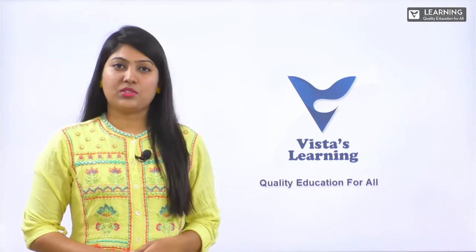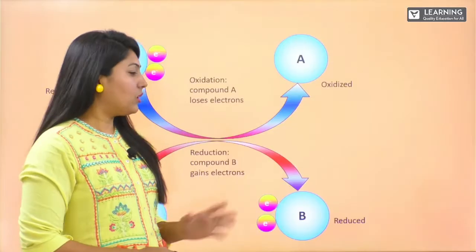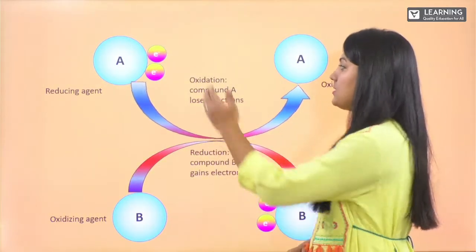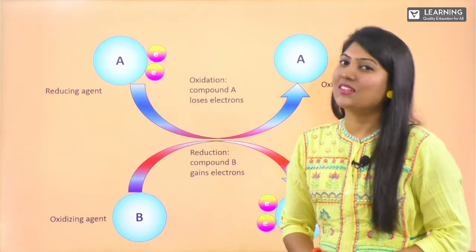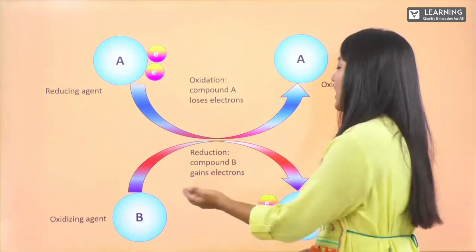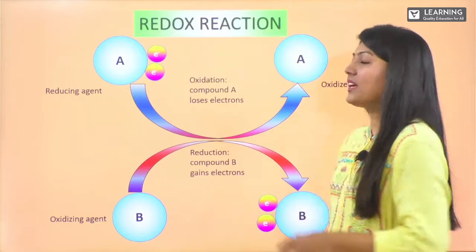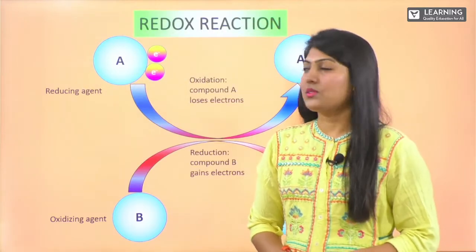I am the chemistry tutor and we have already started with the redox reaction. Yes students, the loss of electrons gives you oxidation, whereas the gain of electrons gives you reduction, and hence we get the redox reaction.